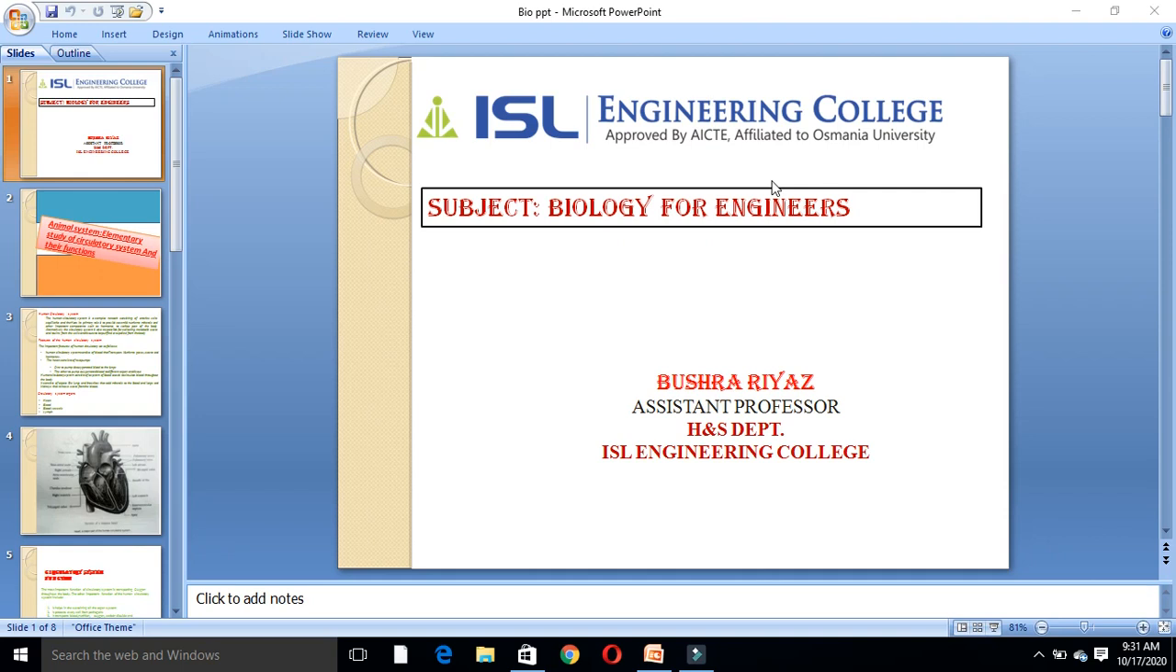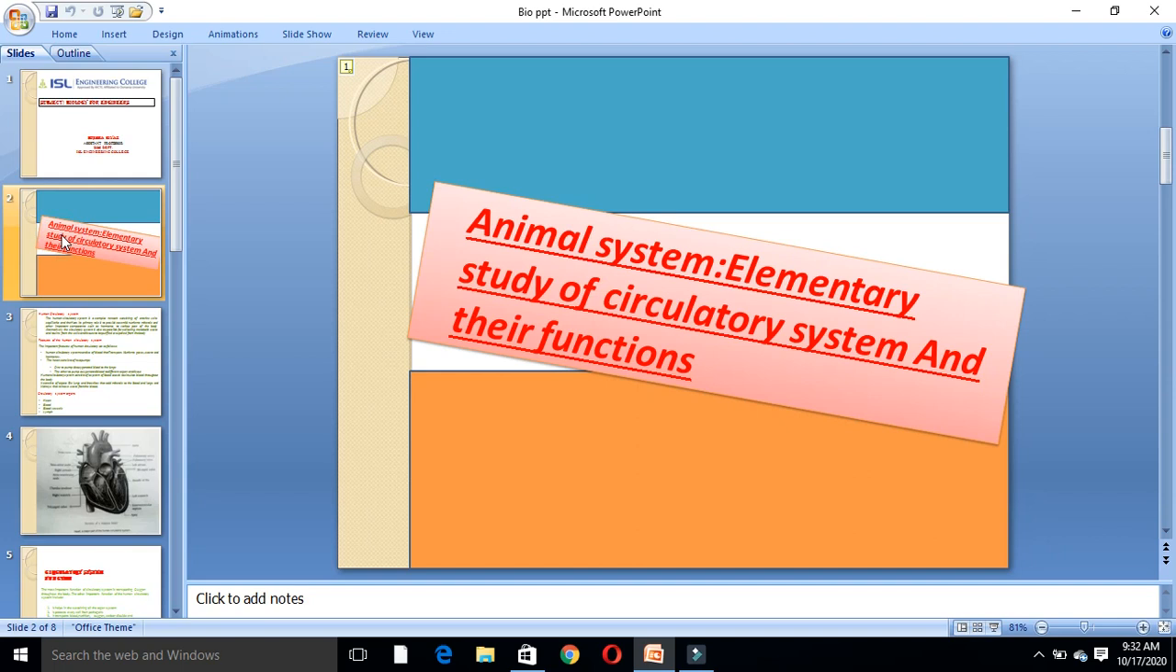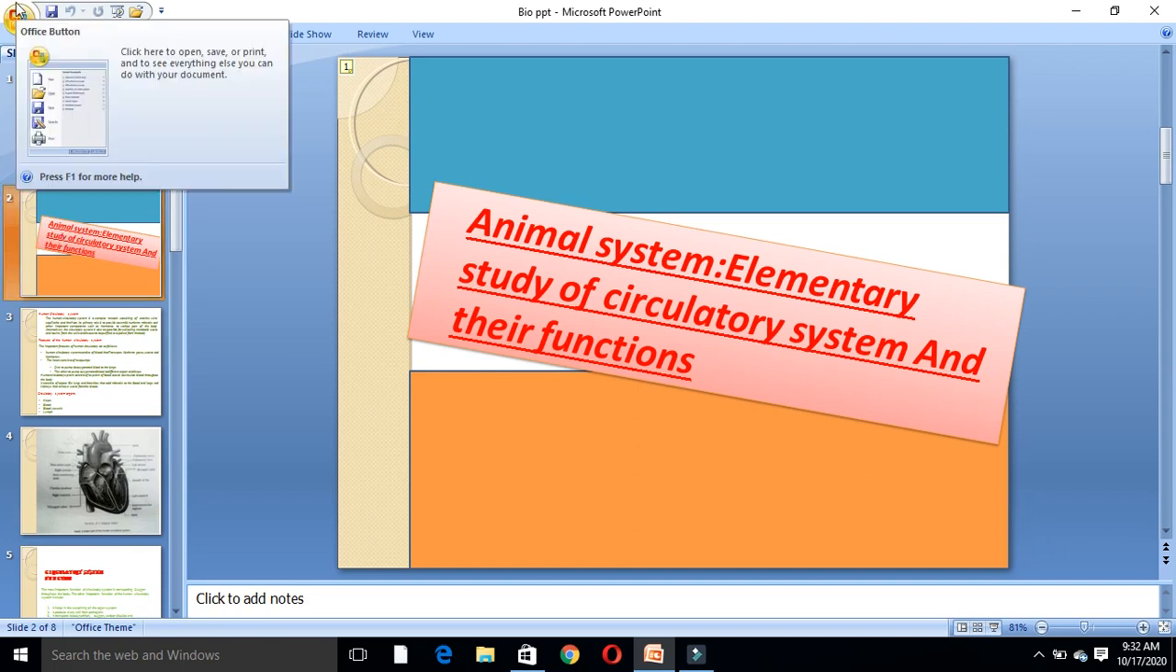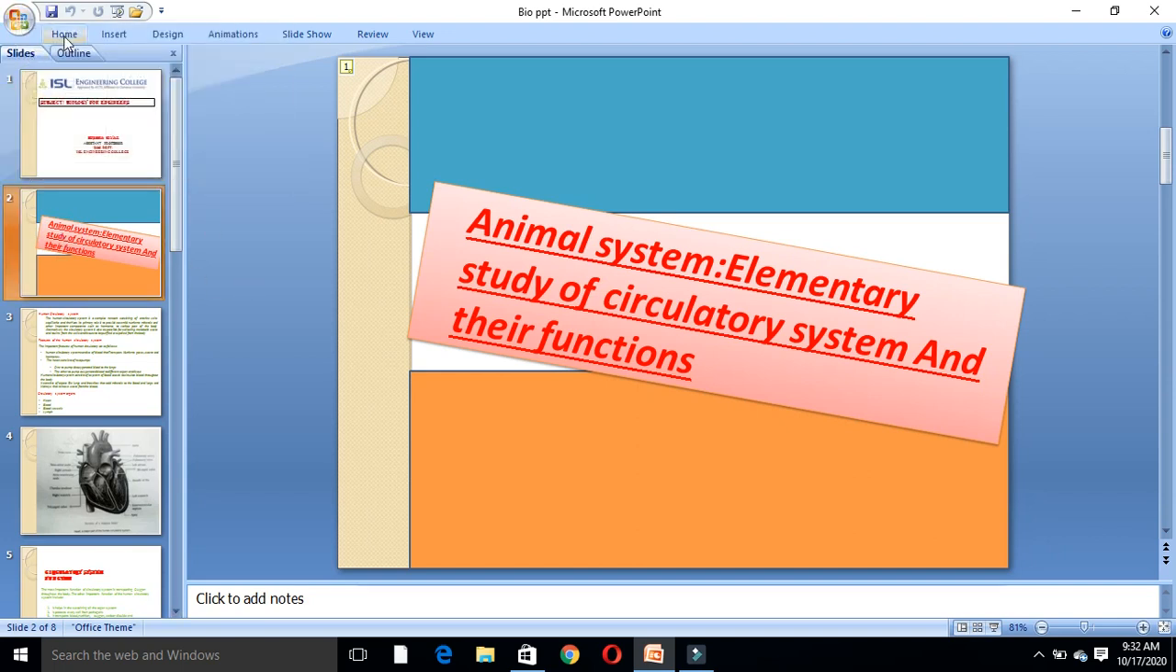In last session, we started with Unit 2, Biodiversity. We have seen the topics photosynthesis and nitrogen fixation. Today, we are going to start another topic in Unit 2, Biodiversity, that is animal system: elementary study of circulatory system and their functions.